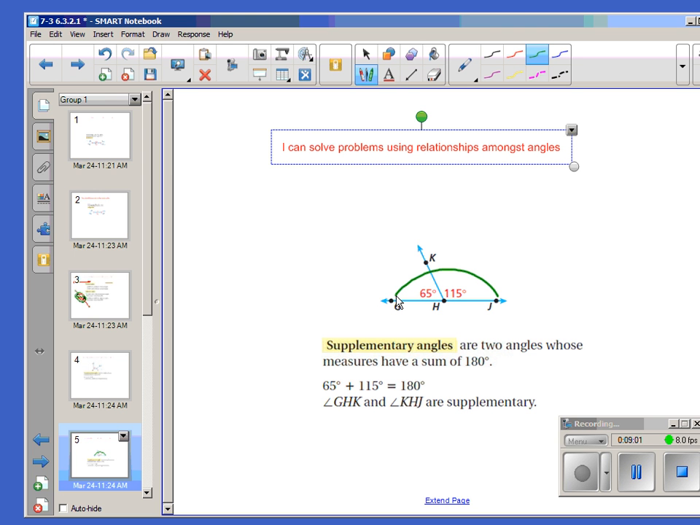So when you guys are walking down the hallway, and I hear you guys doing this from time to time, you'll come by and you'll say, sup. And from now on, the answer for sup is 180. Because you already know supplement.